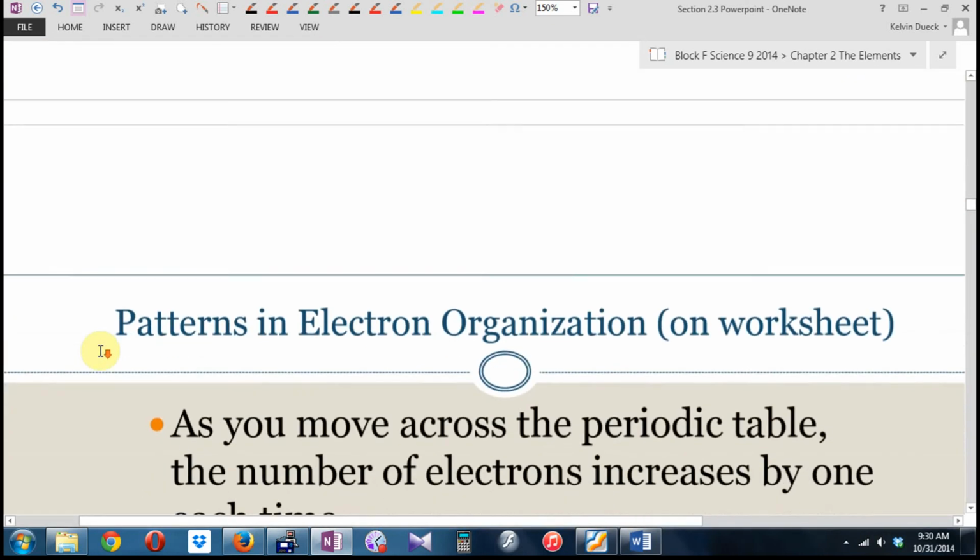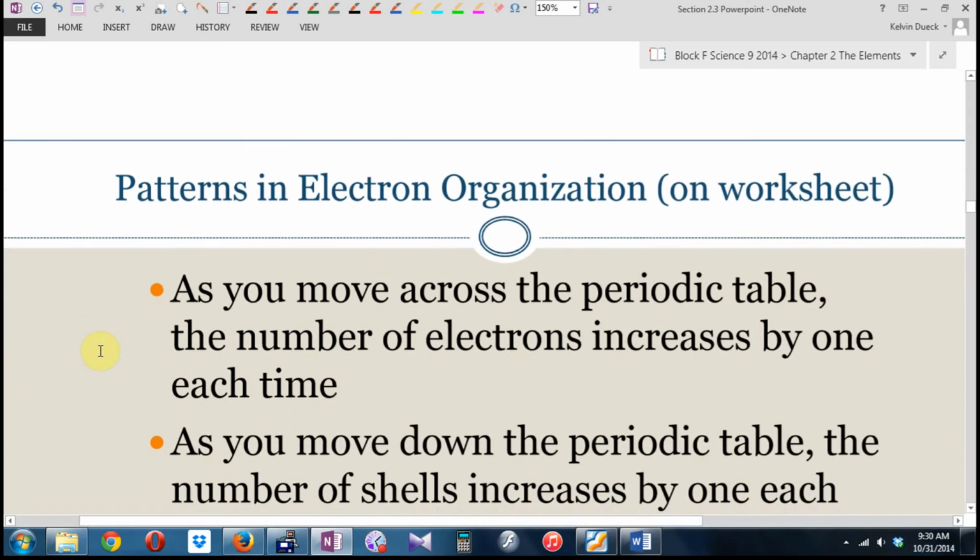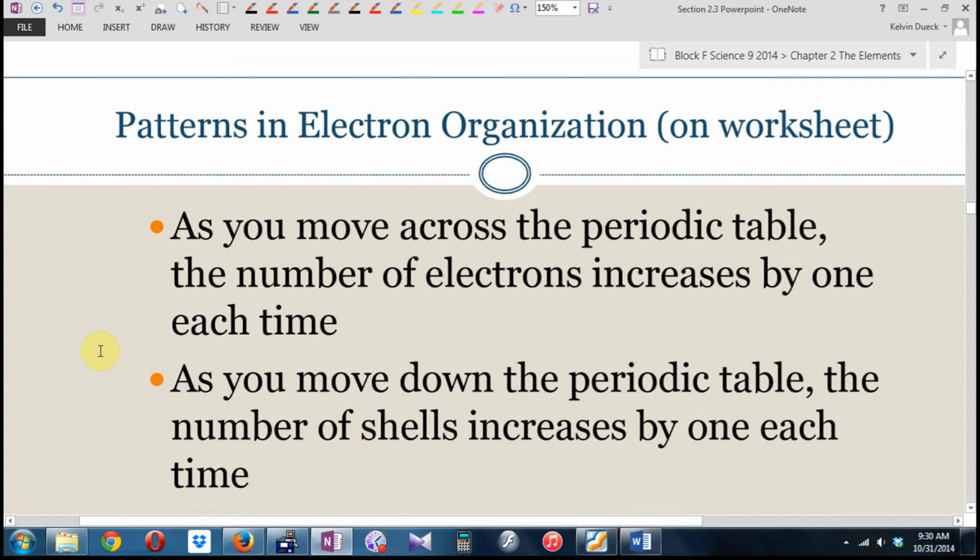Pick your pencils up. So, as I wrote here, as you move across the periodic table, the number of electrons increases by 1 each time. Kind of makes sense, goes up by 1. I can remember that. Could have gone up by a yucky number. No, goes up by 1. As you move down the periodic table, the number of shells increases by 1 each time you move down a row.